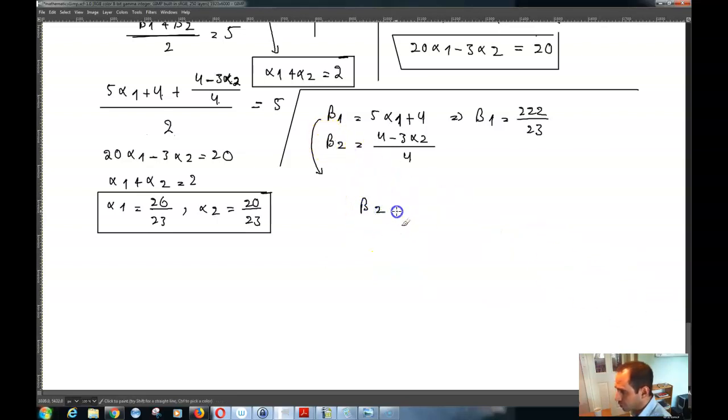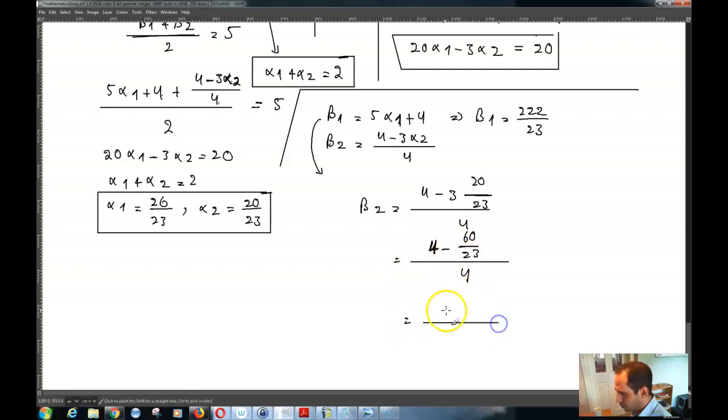And beta 2 is equal to 4, and alpha 2 is equal to 20 by 23, so that's 4 minus 3 times 20 by 23, over 4. So that's equal to 4 minus 60 by 23, over 4. And so you have basically over here 23, 23 times 4 is equal to 92. 92 minus 60 over 4, which is equal to 32 by 23 over 4.